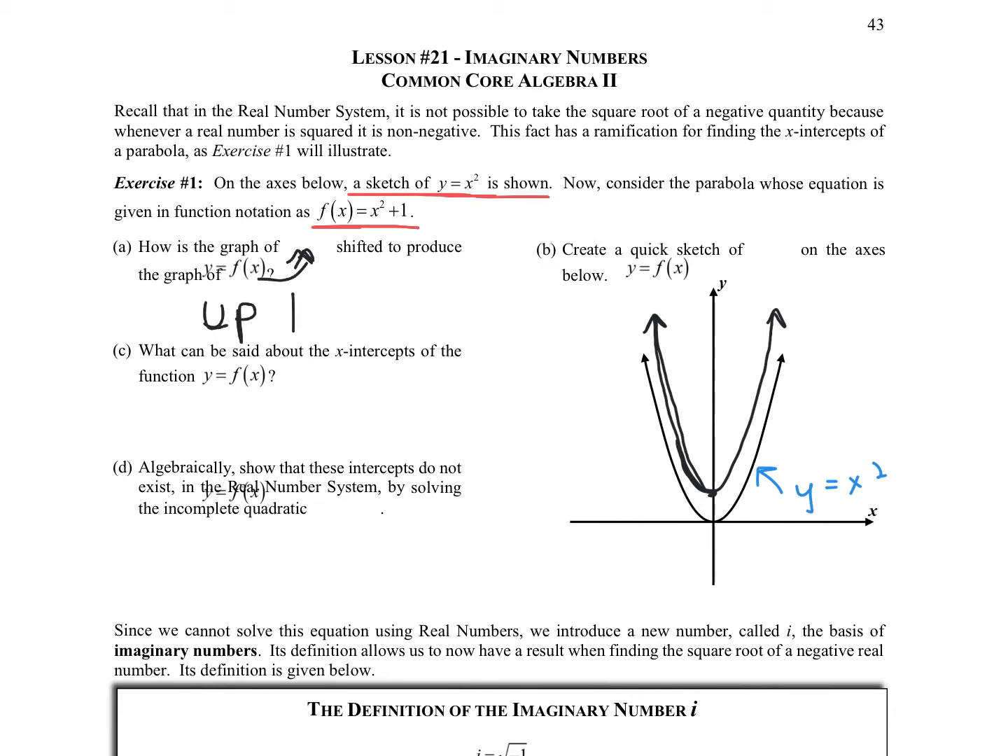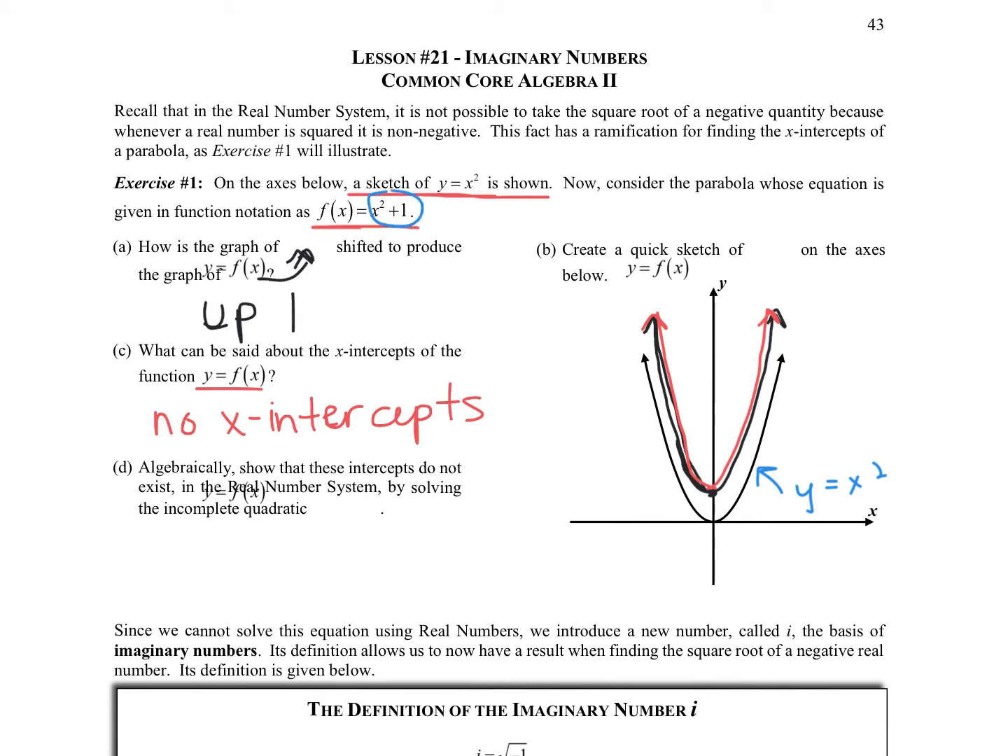What can be said about the x-intercepts of the function f of x? So if I look at this function, the new one that I graphed, it doesn't really have any x-intercepts. So there's no x-intercepts. Now we're going to try to solve this to show, set it equal to 0 and solve for x to show that there aren't any intercepts in the real number system.